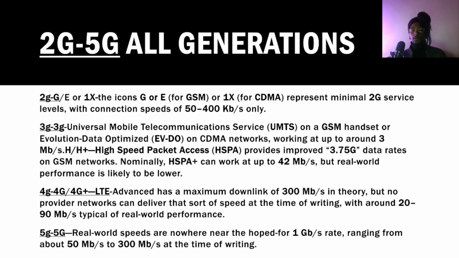2G, E, or 1X. The icons G or E for GSM, or 1X for CDMA, represent minimal 2G service levels, with connection speeds of 50 to 400 kilobytes per second only.